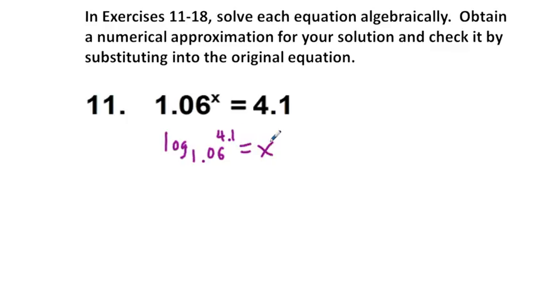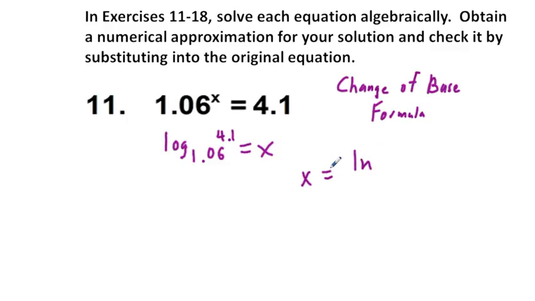And in this form, for many calculators, we have to use what we call a change of base formula to find the numerical solution, numerical approximation, it says. And for that, we can take x is going to be equal to the natural logarithm of 4.1 divided by natural logarithm of 1.06.